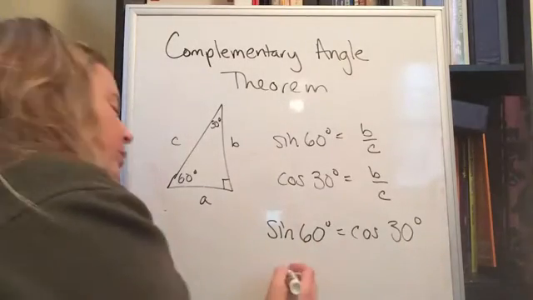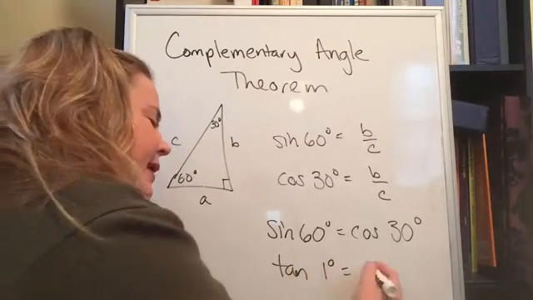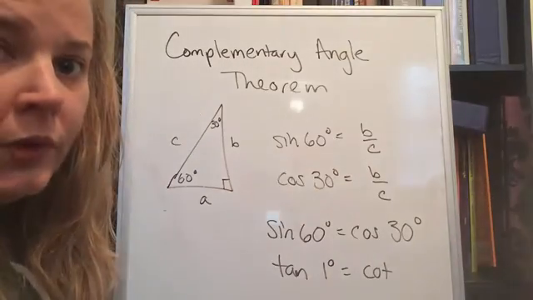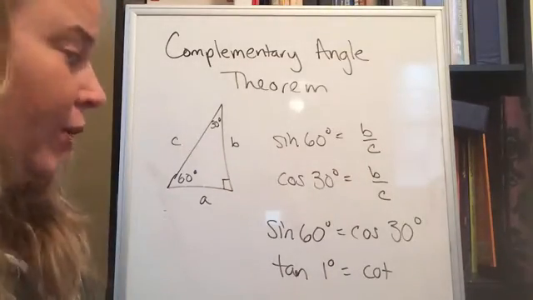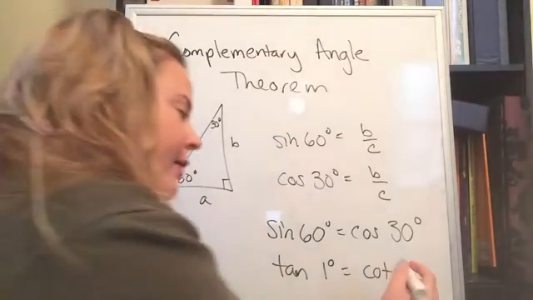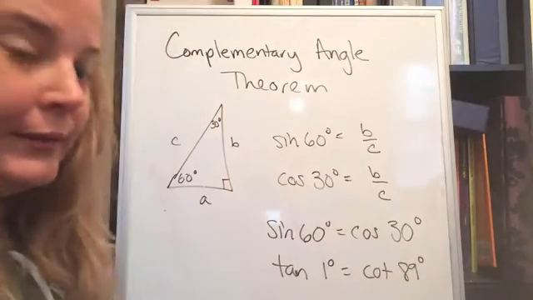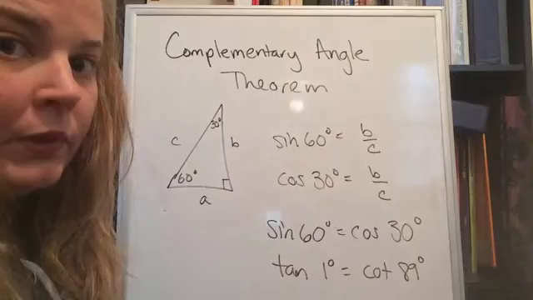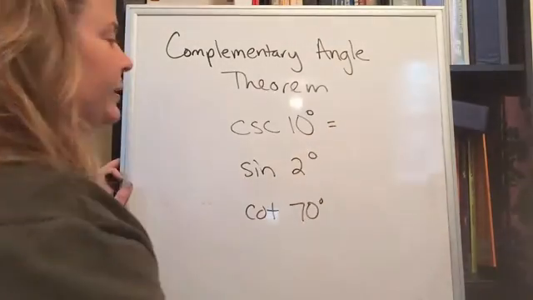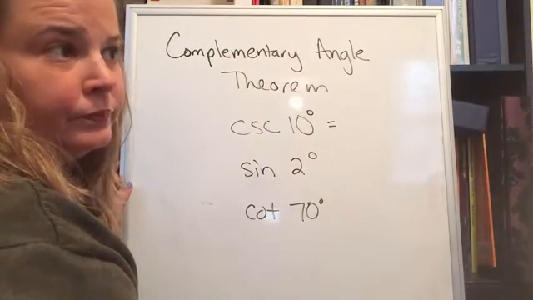So if I asked you, tangent of 1 degree is the same as cotangent of what? Well, since cotangent is the cofunction of tangent, then it must be the complementary angle. So 90 minus 1 is 89 degrees. Let's try a few more of those. Cosecant of 10 degrees is the same as, what's its cofunction? Secant.